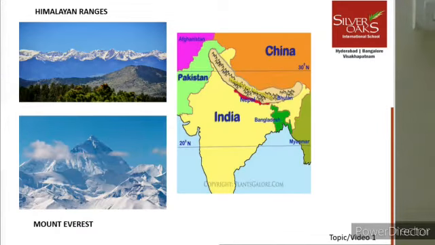The Himalayan range is made up of three parallel ranges, often referred to as the Greater Himalayas, the Lesser Himalayas, and the Shivalik range. These pass through our neighboring countries, that is India, Pakistan, Afghanistan, China, Bhutan, and Nepal, right? So the Himalayan mountain ranges run 2,400 kilometers across north of India. And Mount Everest is the highest peak in the world. It is 848 meters above sea level.